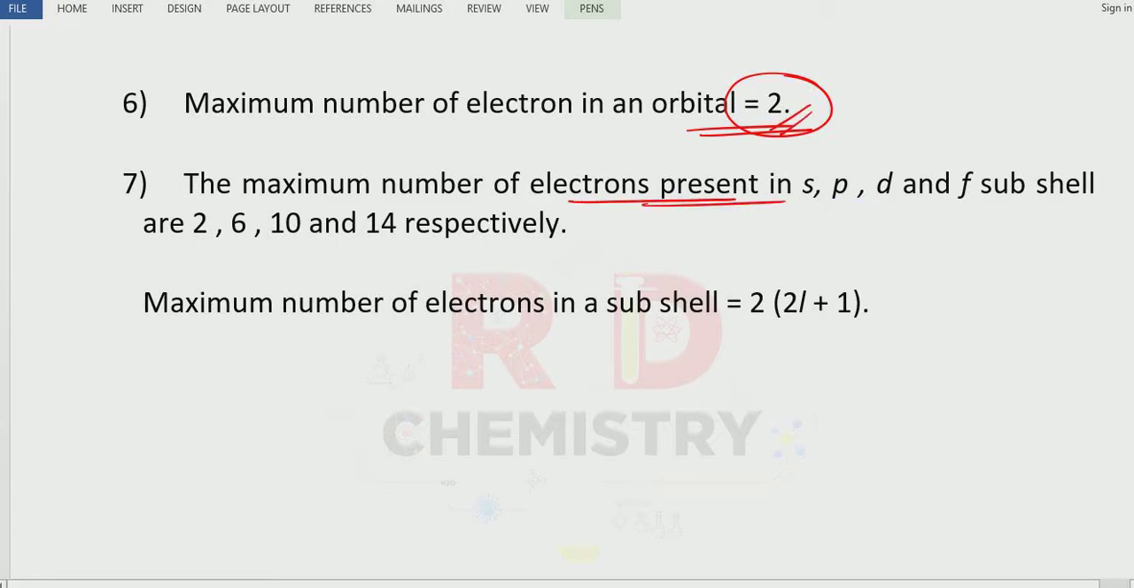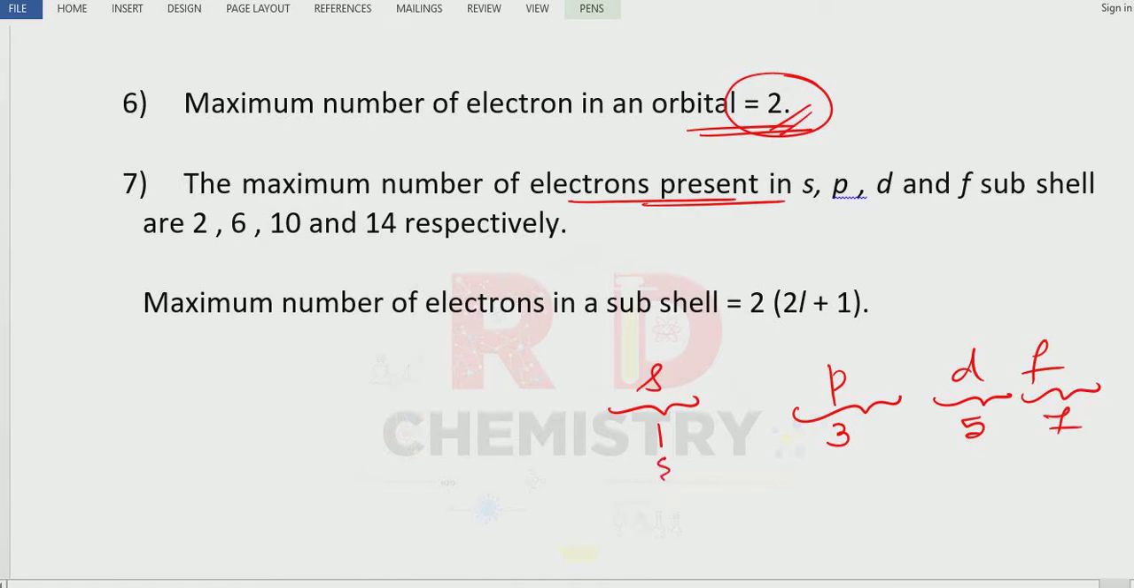Now the number of electrons present in s, p, d, f. How many orbitals are there? s is only one type. p has altogether 3 orbitals, d has 5 orbitals, and f has how many orbitals? 7. Remember, these are odd numbers.